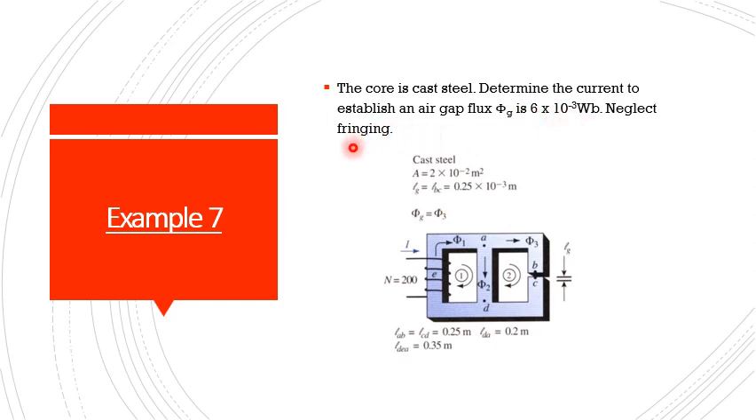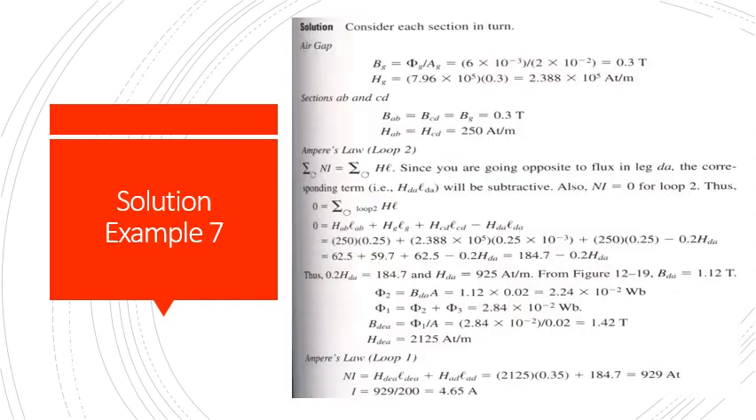Neglect the fringing. This is the dimension of the core and the length for each part. So we have to calculate the current. What is the current injected here, with the number of turns being 200 turns? Okay, so this is the solution.